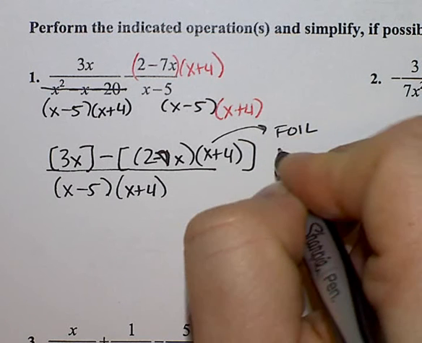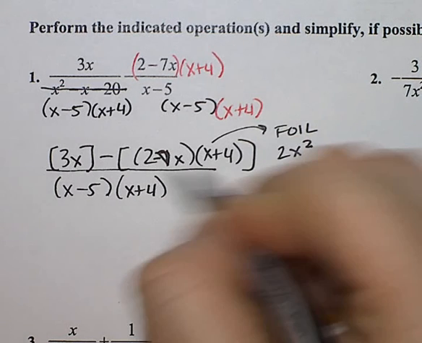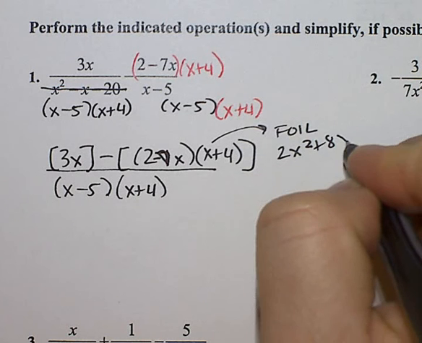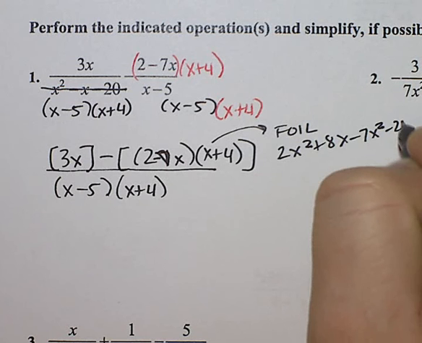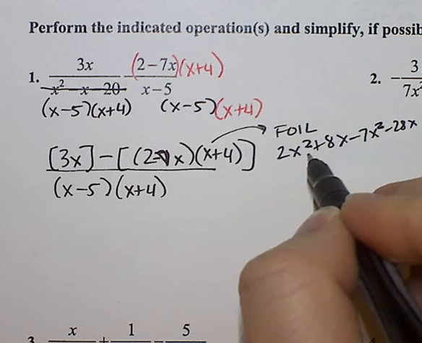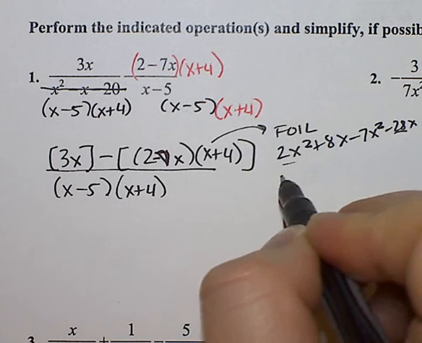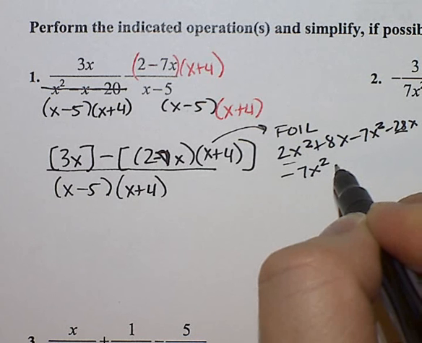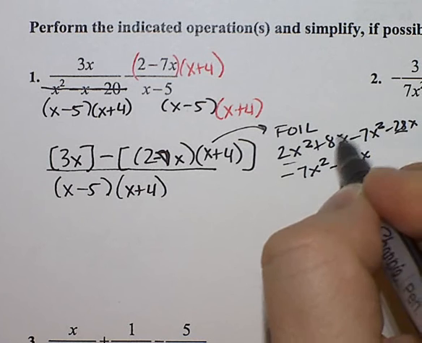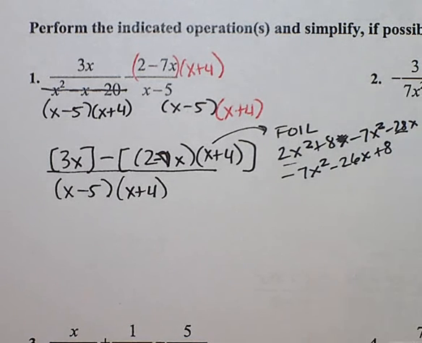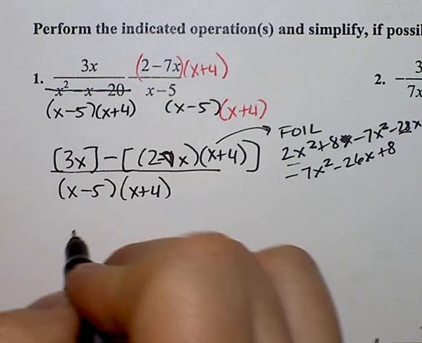So 2x squared outside plus 8x inside minus 7x squared minus 28x. Combine like terms, and I would have negative 7x squared subtract 26x, and this should have just been an 8, plus 8. So I'm going to replace that in this portion.